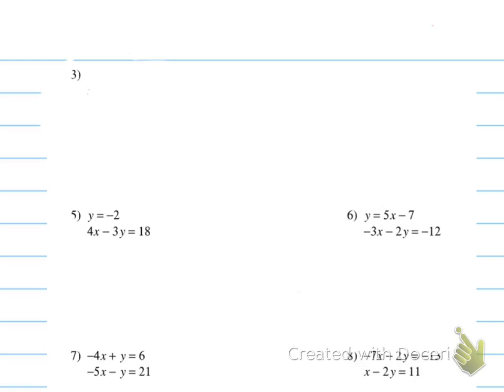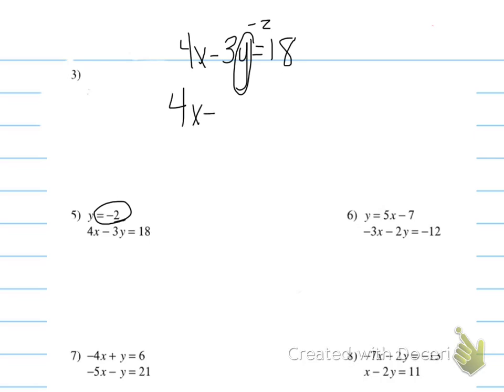This one's easy. Ready? I said I'm not going to talk quite as much. The y is isolated, so you swap it in for the y value of the other equation. Sometimes it confuses people. I'm going to write the big one and swap in the value of y, which is negative 2. So I would wind up with 4x minus 3 times the quantity of negative 2 is equal to 18. And I would solve for x.